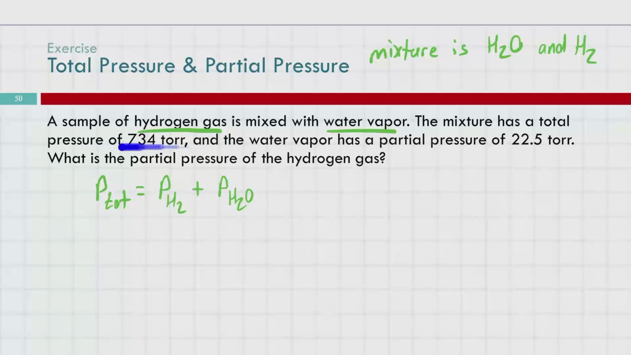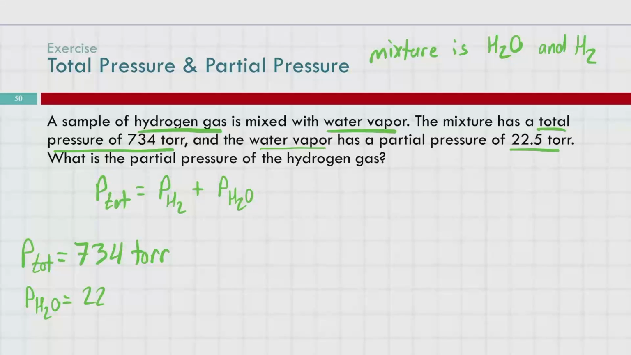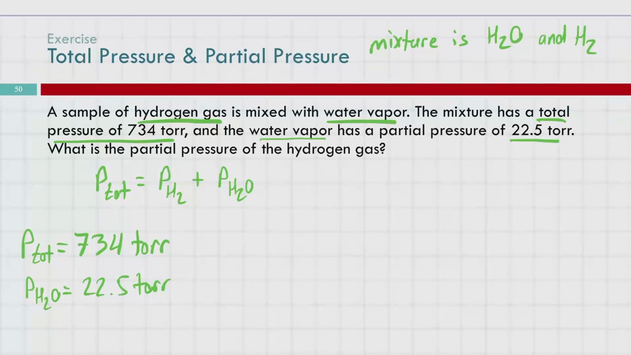So the mixture has a total pressure of 734 torr. So P sub TOT, 734 torr. Water vapor has a partial pressure of 22.5 torr. So our P sub H2O equals 22.5 torr. Remember that torr is the same as mmHg.